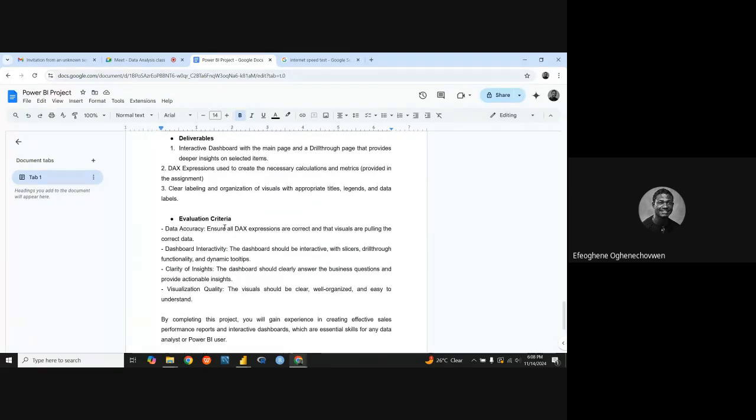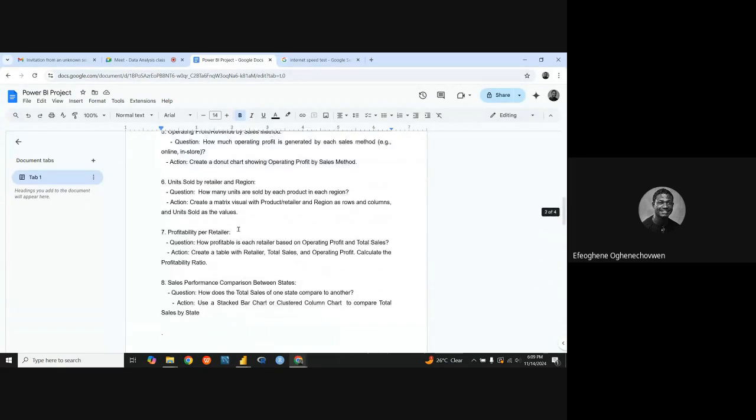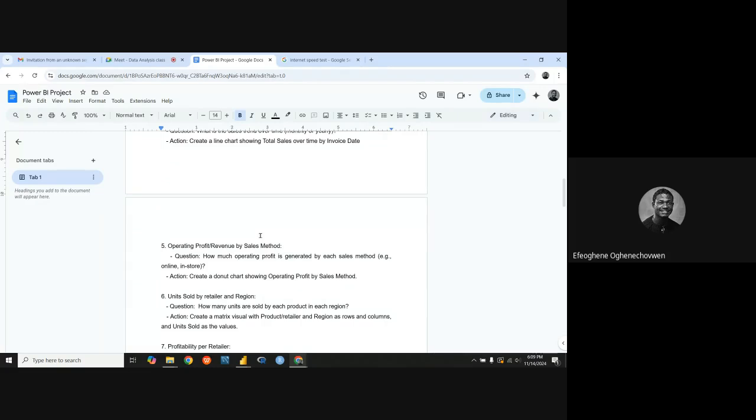Evaluation criteria: data accuracy. Ensure all DAX expressions are correct and that the visuals are pulling the correct data. I think someone asked that question earlier, about using DAX. We'll get to use DAX in all of these. Then clarity of insight: the dashboard should clearly answer the business questions, with visualizations and a complete page. You will gain experience in effective sales performance reporting. Interactive dashboards are essential for data analysis. All right, so I'll walk us through how to go about it.